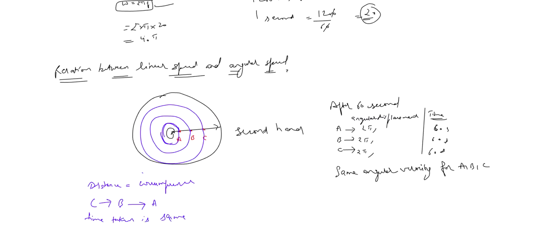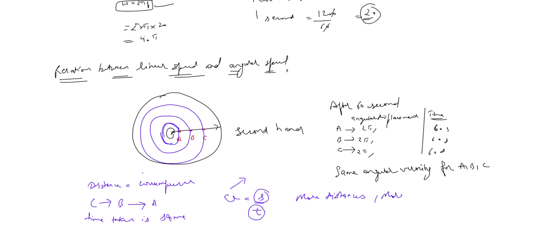Okay. Now, how is it possible that time taken is same, but one has covered more distance, another has covered less distance? We know that speed is equal to distance by time, right? If we keep time the same, the particle which is covering more distance in the same time, is that particle moving fastest or slowest?